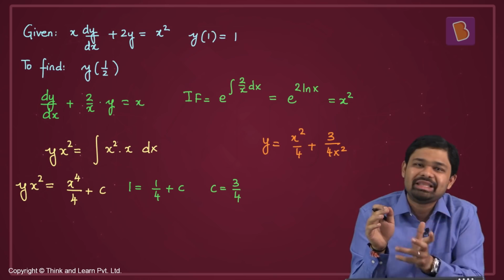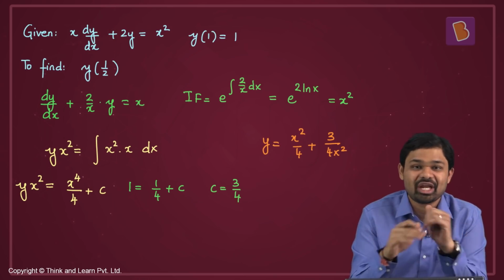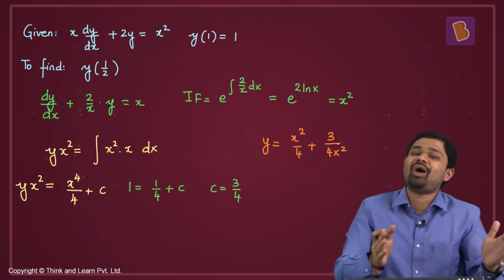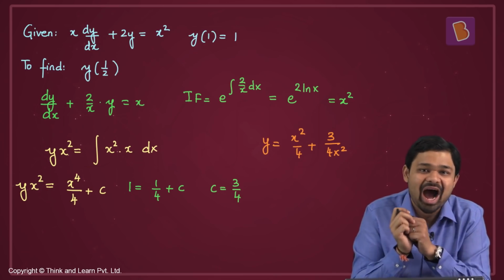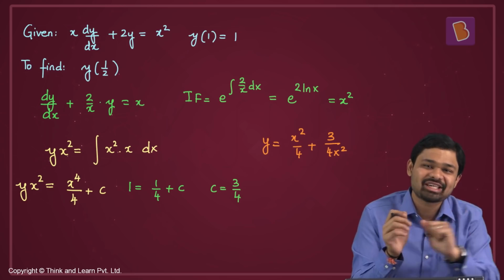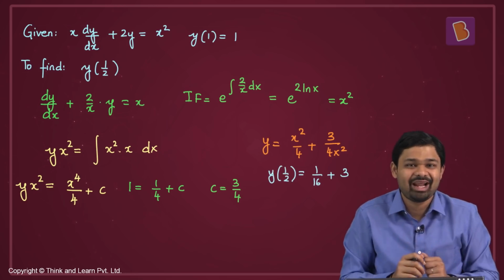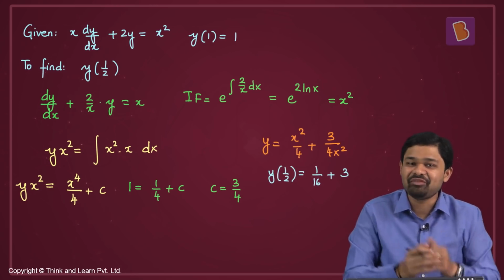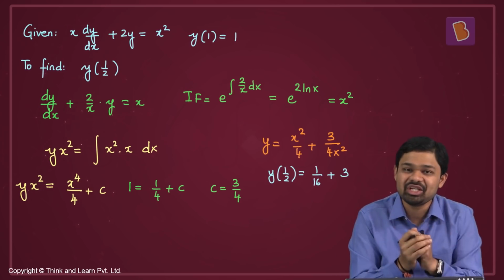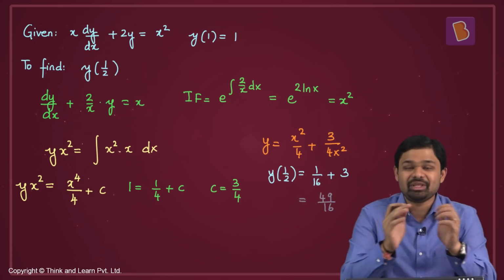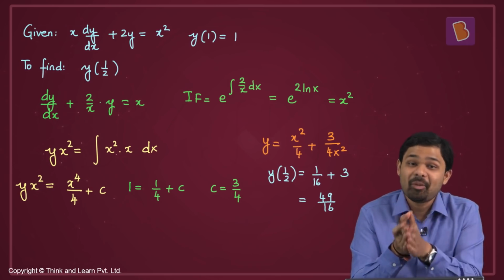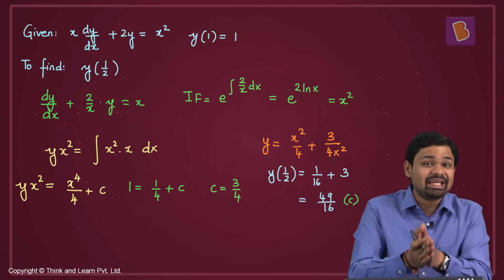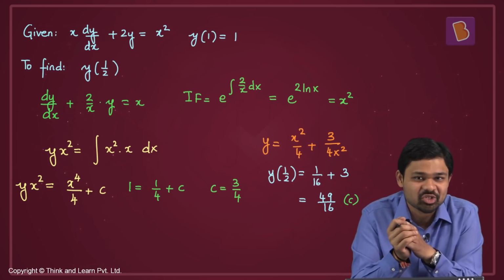What did I do? I just brought the x square over to the other side and wrote this in terms of y as a function of x, because remember, I have to find out y of half. So now I'm going to substitute the value of x equal to half and find out what is the value of y when x equal to half, and upon simplification, I get the value of y of half to be equal to 49 divided by 16. This is given in option C. So 49 by 16 given in option C is the correct answer to this question.